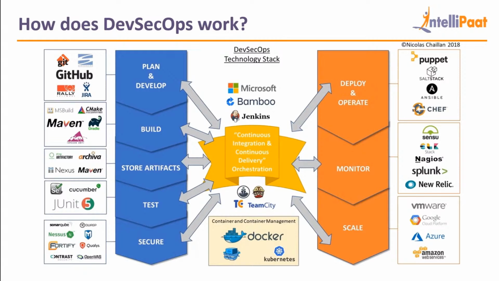So if you remove the security part, and if you directly finish testing and go to deploy and operate stage, in that case you do not have security embedded within your DevOps stack. So in the middle you can see there is continuous integration and continuous delivery. On the left side you saw all the major tools, right? So you have plan and develop, you have build, store artifacts, test and secure.